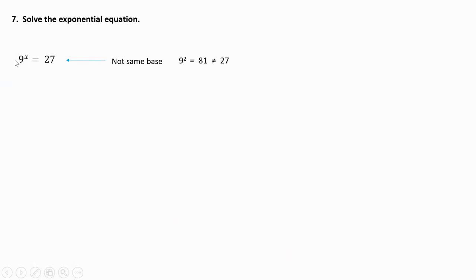So, I always tell my students to get the smallest base and then see if you can get the number on the right. If you square the 9, it's going to give us 81, and 81 does not equal 27. So I know I have to find the same base for both the 9 and the 27.